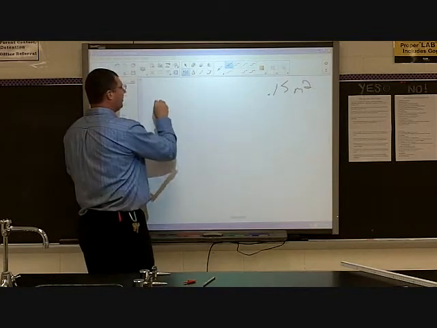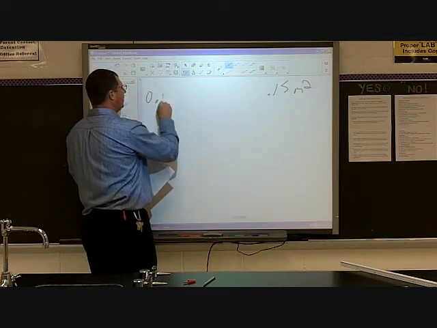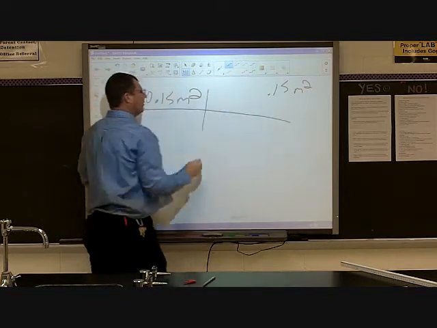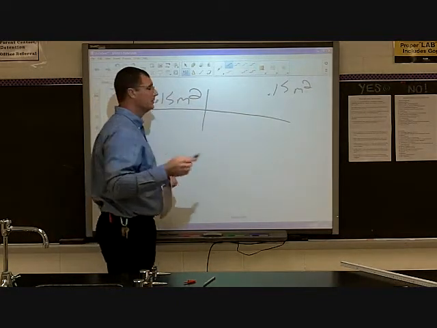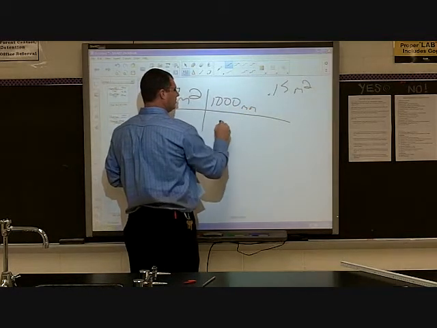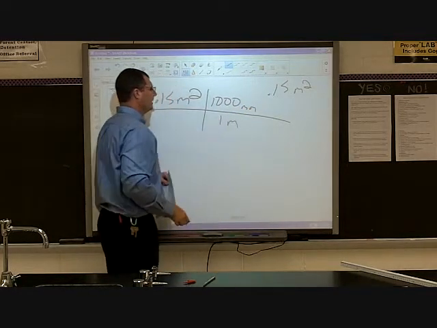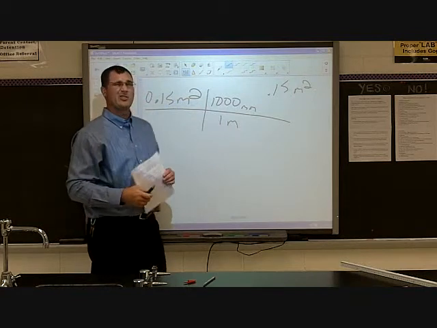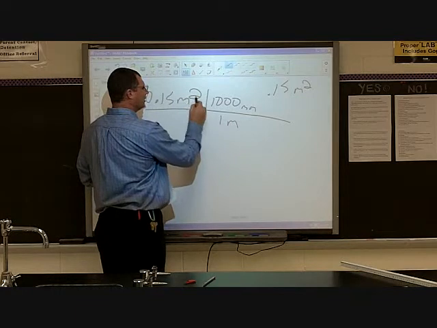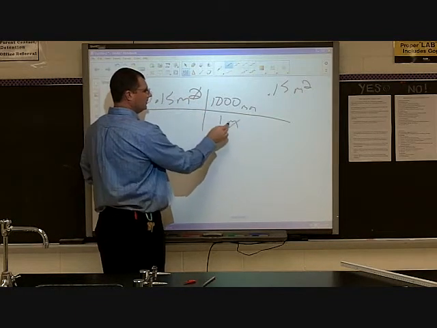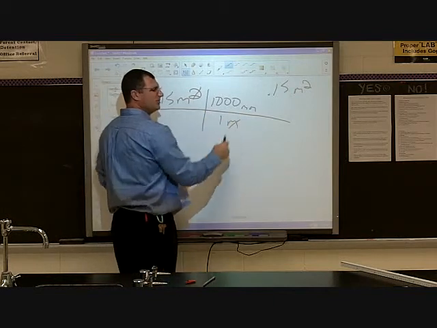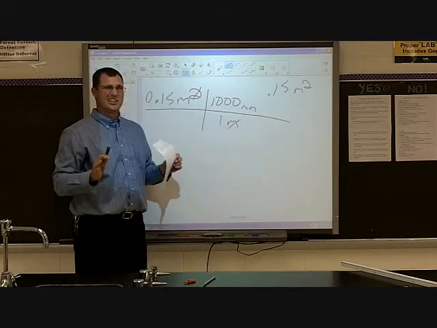So in other words, they go like this. They start with what we know: 0.15 meters squared. And they go, well, I know there are 1,000 millimeters per meter. So they write 1,000 millimeters per meter, and they multiply that out. And they get the wrong answer. Here's why they get the wrong answer. I did not cross out meters squared. I only crossed out meters. And now I've just got meters times millimeters left. So you can't do that.